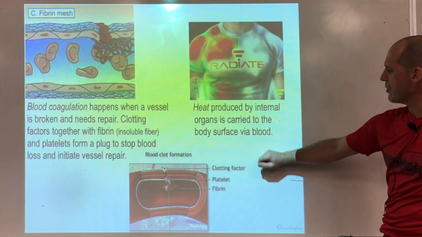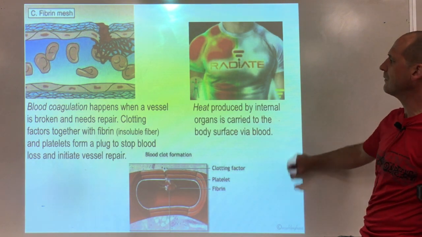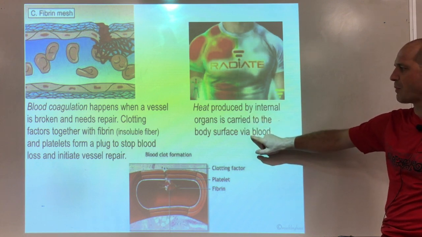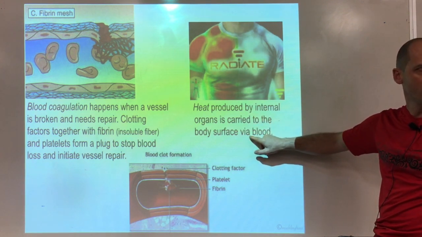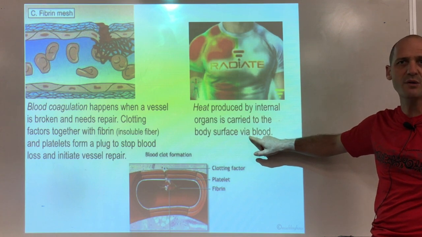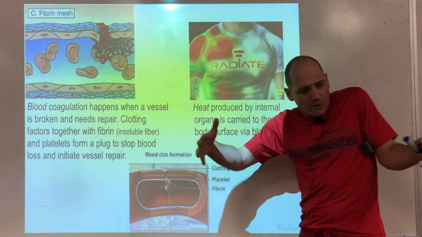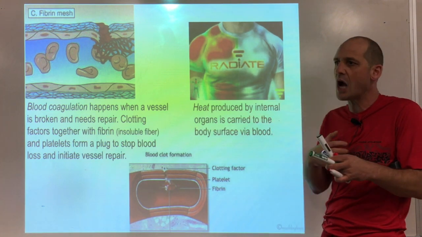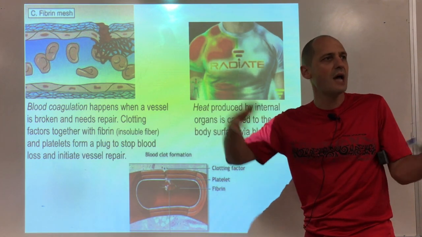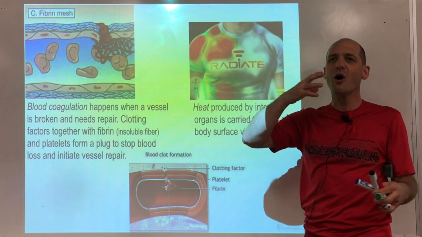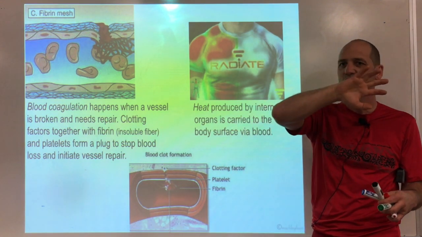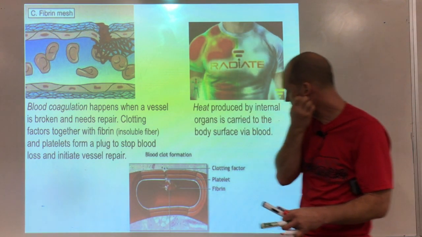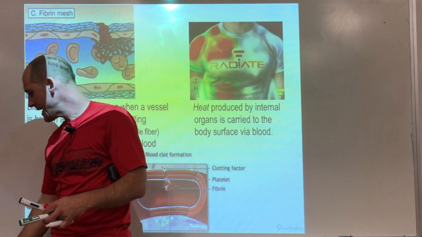Then another thing in the function department for blood: heat. Heat is produced by the internal organs and is carried to the body surface via the blood. So the blood can transport heat around in the body. If it's really cold, it can shrink the blood vessels on the surface and conserve the heat on the inside. If it's really hot outside, the blood vessels get to the surface and they radiate the heat off the body. So that's kind of neat. Let's see, that's good for function.